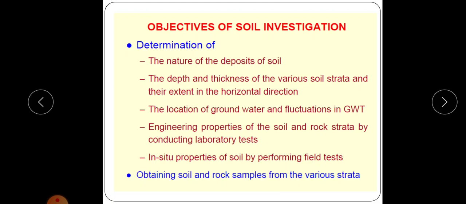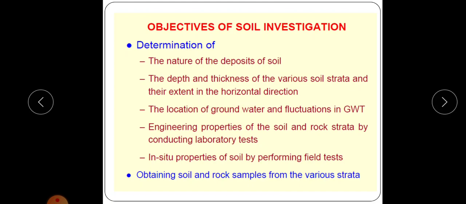The next objective is to determine the location of the groundwater table and also fluctuations in the groundwater table. So we have to locate the groundwater table. That is another objective. Next objective, to find the engineering properties of the soil and rock strata by conducting laboratory tests. We can take a soil sample from that area using any site investigation method, and we can do a laboratory test on the soil sample. Next is the determination of in situ properties of soil by performing field tests. So we can find out the in situ properties by conducting the test at the field.